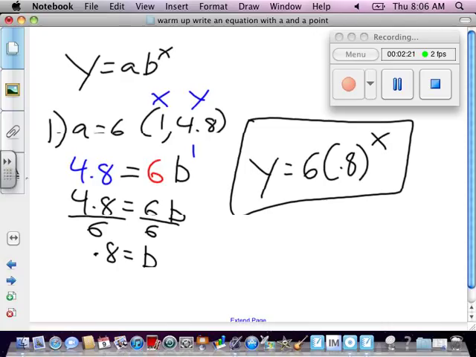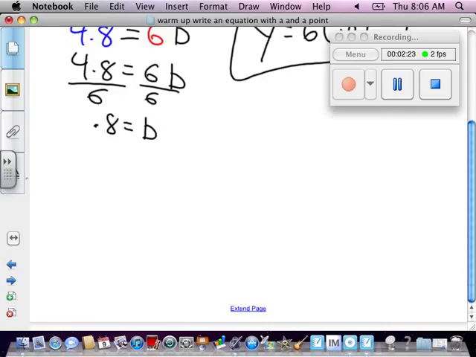All right, let's look at number 2. Thank you, Ms. Parma. All right, let's look at number 2. We've got a equals 1 and the point (2, 0.25). Ooh, this one's a little bit tougher.